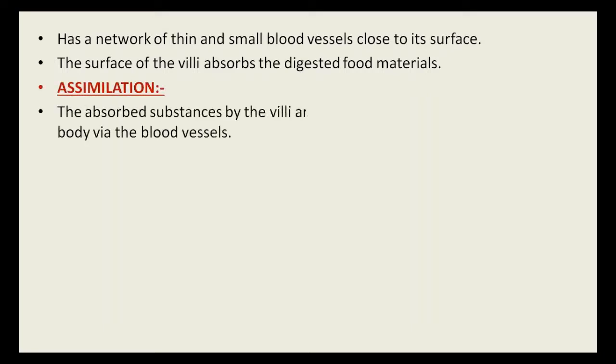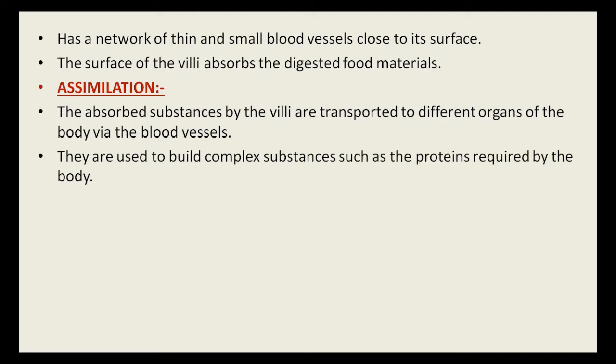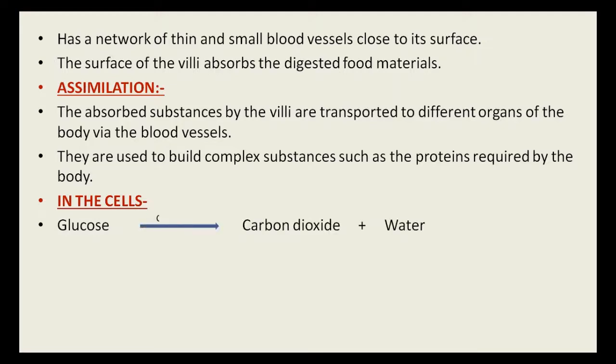Assimilation. The absorbed substances by the villi are transported to different organs of the body via the blood vessels. These absorbed substances are used to build complex substances such as the proteins required by the body. In the cells, glucose in the presence of oxygen breaks down into carbon dioxide and water.